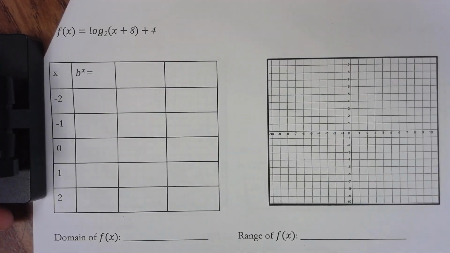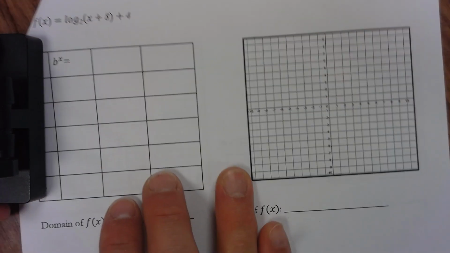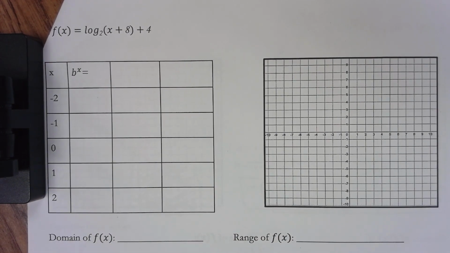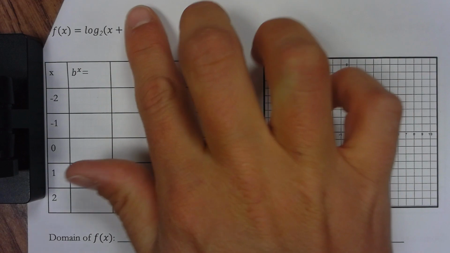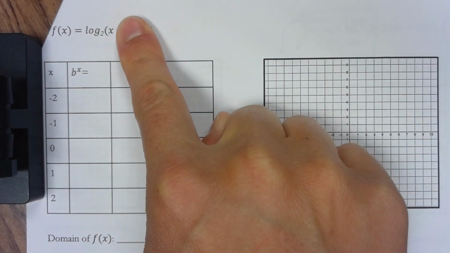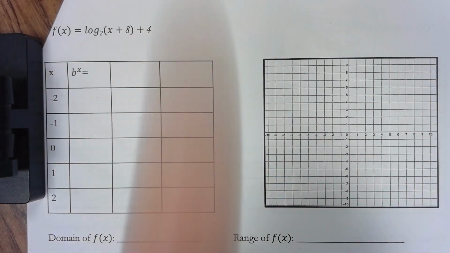So let's start on this next page and work on graphing log base 2 of x plus 8, plus 4. Like exponentials, and really every function that we've graphed, there are transformations based on the parent function. The parent function of this graph would just be log base 2 of x. So everything else in here is doing something different to that parent function.